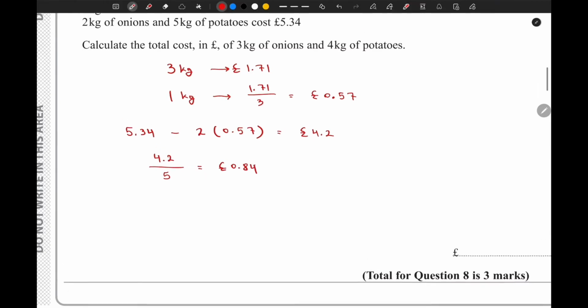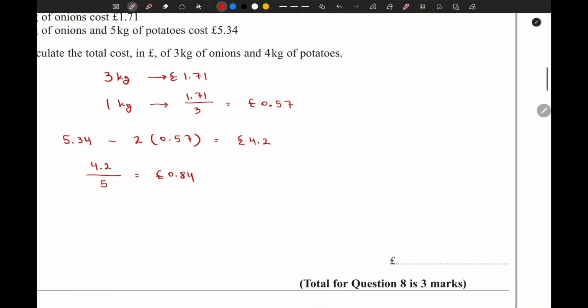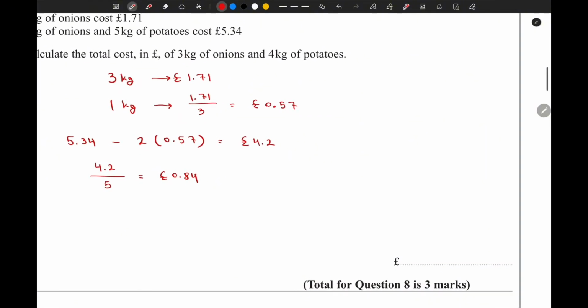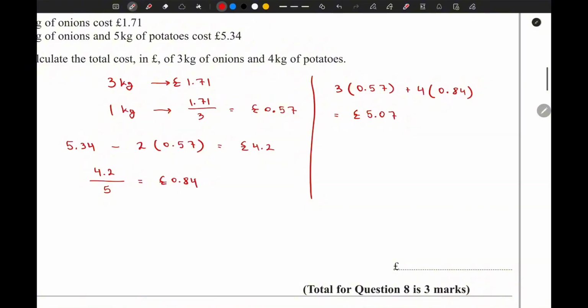Now I just need to find out the cost of 3 kilograms of onions and 4 kilograms of potatoes. So 3 kilograms of onions, which is 3 times 0.57, and 4 kilograms of potatoes, which is 4 times 0.84. So this is equal to 5.07 pounds. So that is the answer to this question.